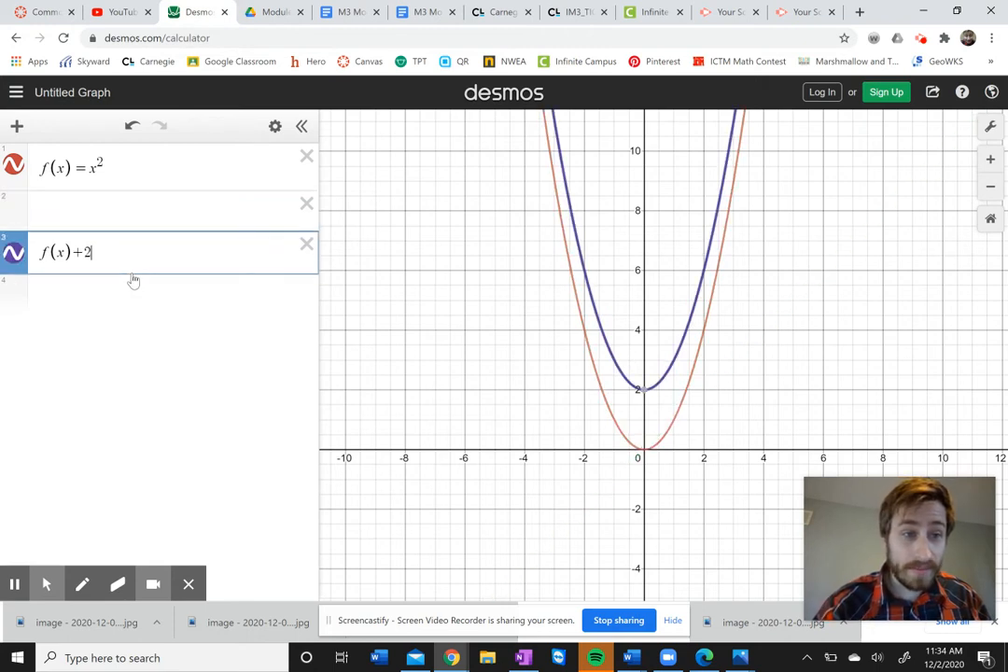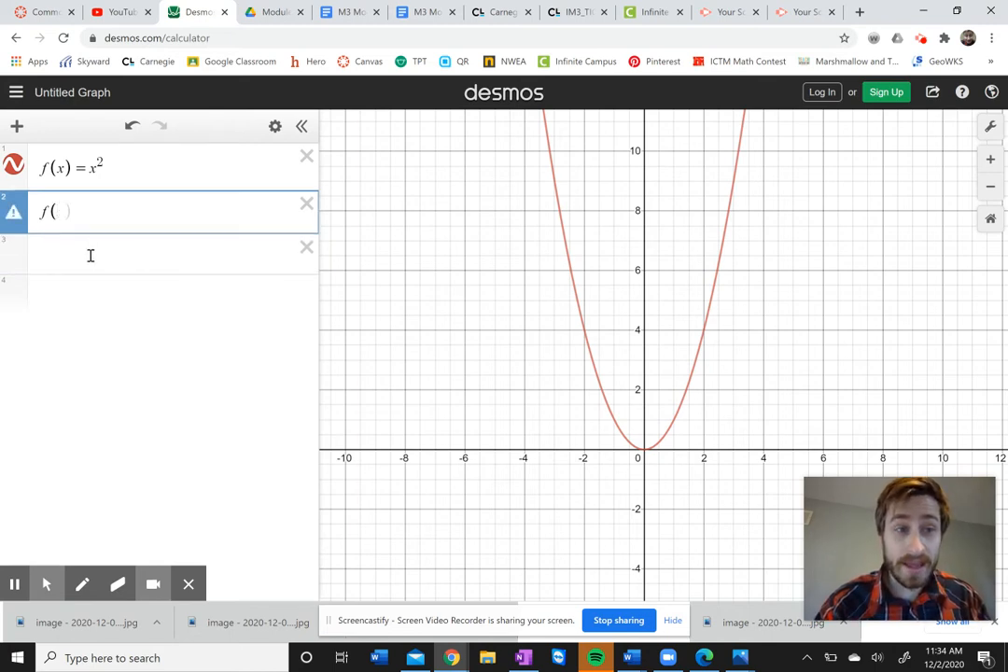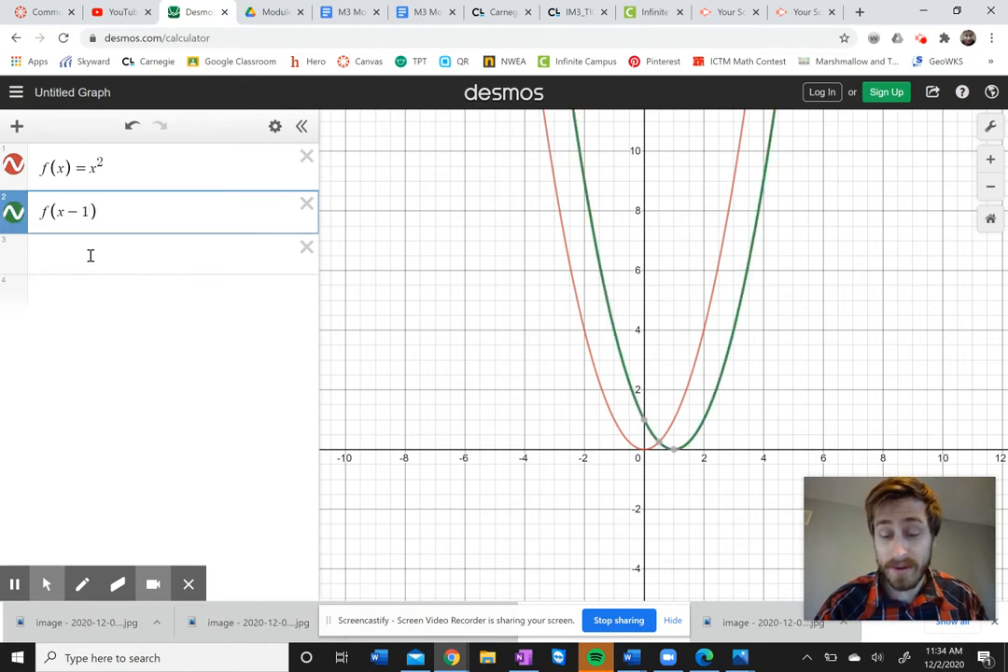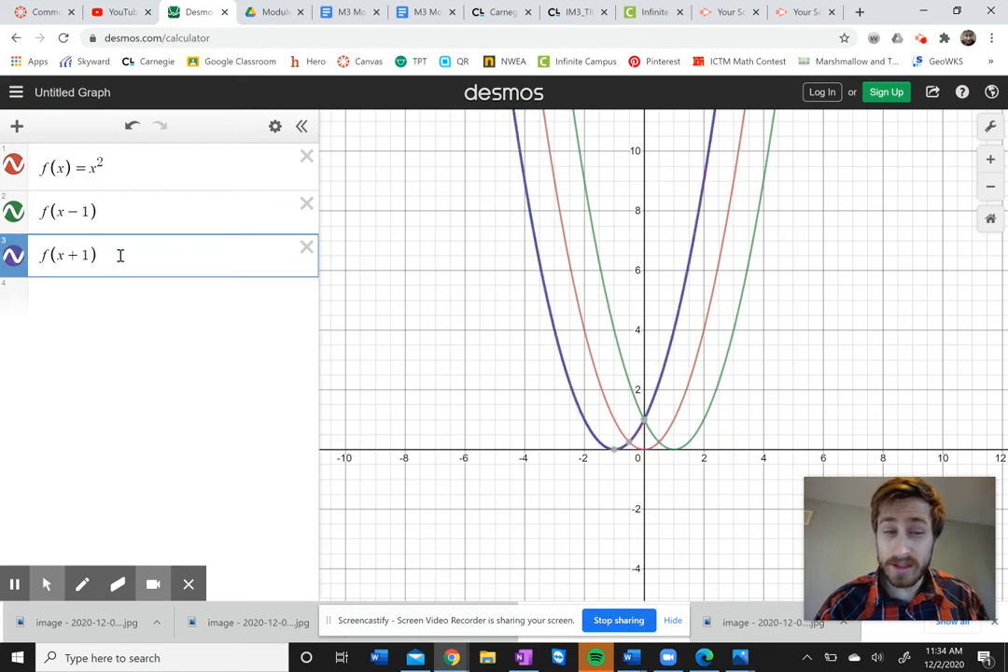So again, we have our function. This time, I'm going to affect my input. I'm going to affect the x, so I'm going to subtract 1. Now, real quick, you might ask yourself, what would happen? Well, looking at Desmos, notice how the minus 1 is shifted to the right. Notice how when I add 1, it's shifted to the left.